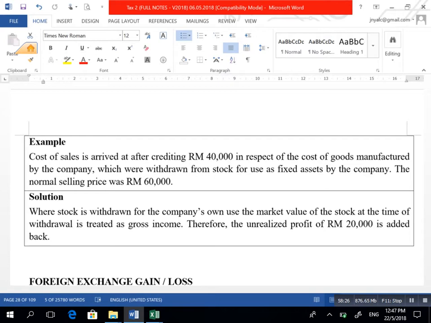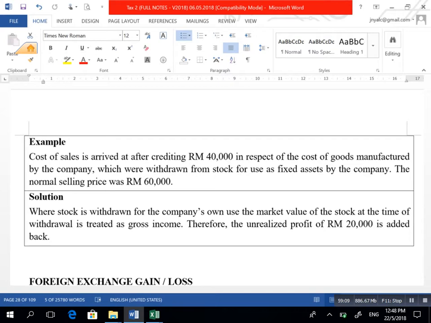When they say the cost of sales is arrived at after crediting 40,000 in respect of the cost of goods manufactured by the company, which was subsequently withdrawn for use as a fixed asset, right? So this company is now taking their stock for office use as a fixed asset, and they credit the 40,000 from the cost of sales. Cost of sales should supposedly be on the debit side, right? But when you credit 40,000, it means the cost is taken out of the cost of sales. So you didn't include the 40,000 in the P&L anymore.